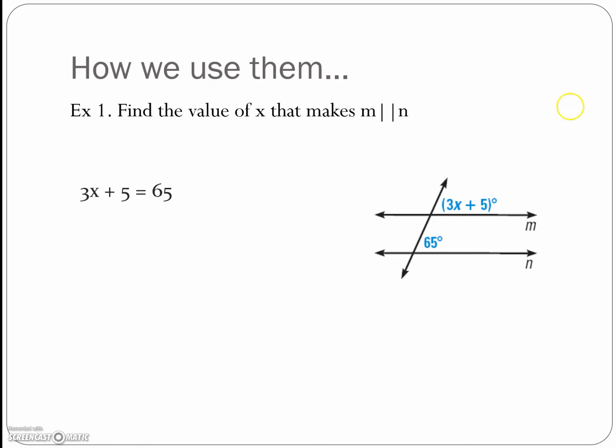What we know is that these are in corresponding positions. They're on the top right-hand corner of each of these, so that means these two values are going to be equal to each other. We're trying to find the value of x that's going to make that top angle 65. And then from here it's just algebra. We're going to subtract 5 from both sides and then divide by 3. So the value of x is equal to 20, since if we put that back in, we would get 65. We know these two angles here are congruent, meaning by the corresponding angles converse, these lines are going to be parallel to each other.